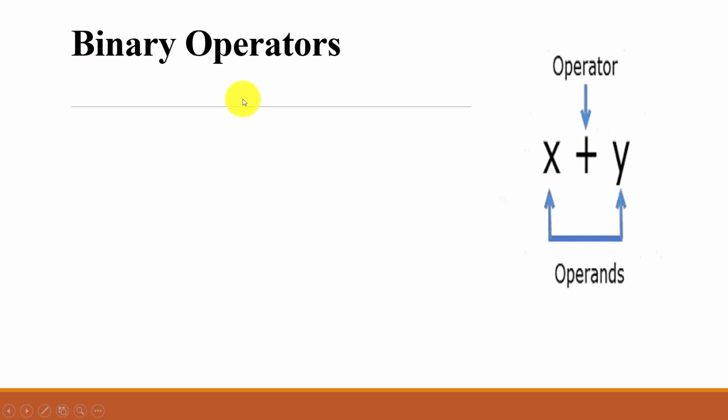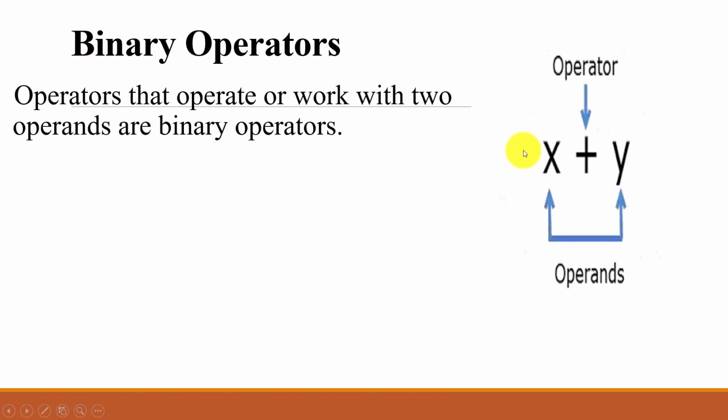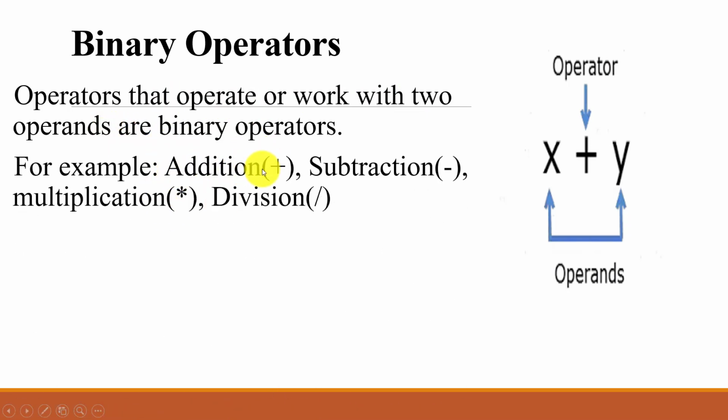Now let's understand what a binary operator is. Suppose this is the operator and there are two operands. Now this plus acts on two operands. That's why it is called a binary operator. So an operator that works with two operands is a binary operator. Examples: addition, subtraction, multiplication, division. These operators require two operands. Without two operands we cannot do addition, subtraction or multiplication.